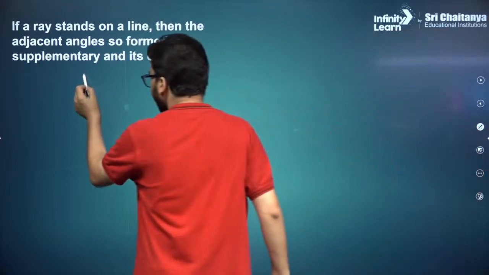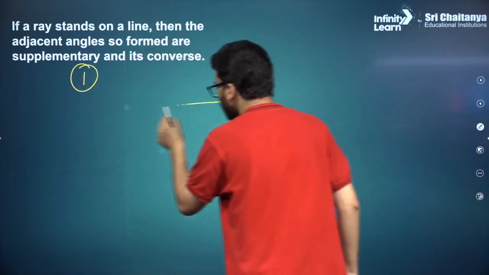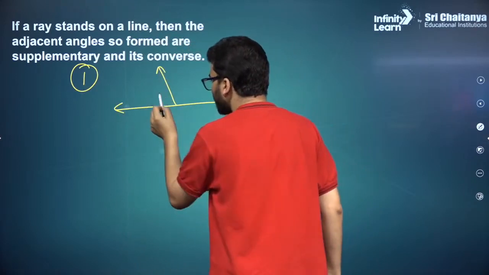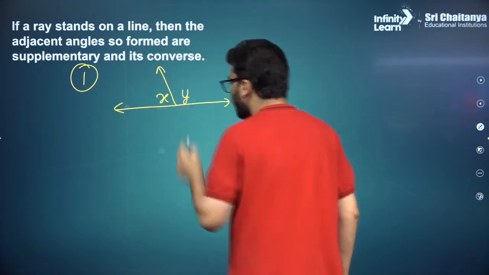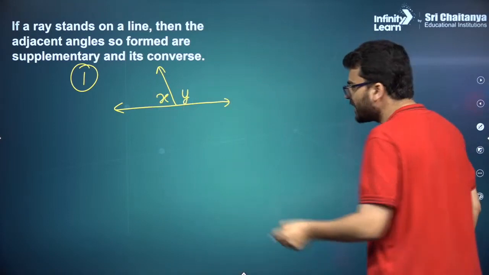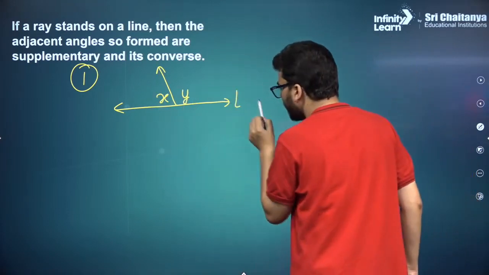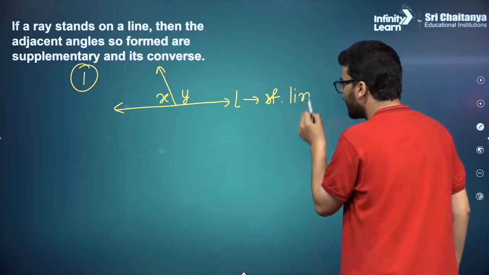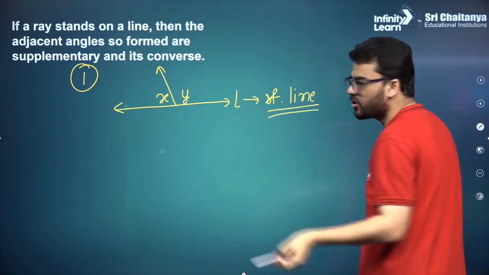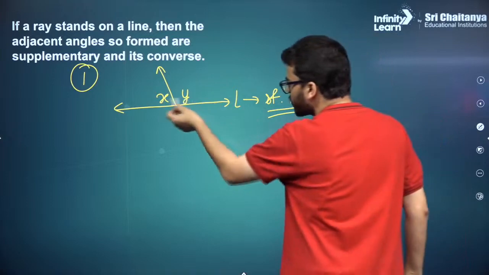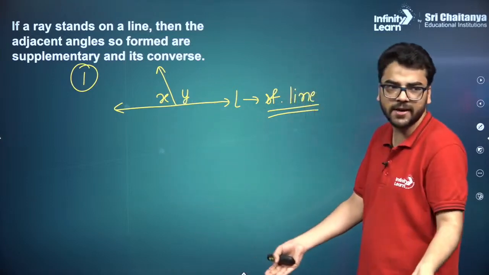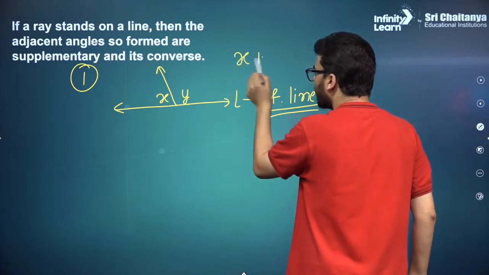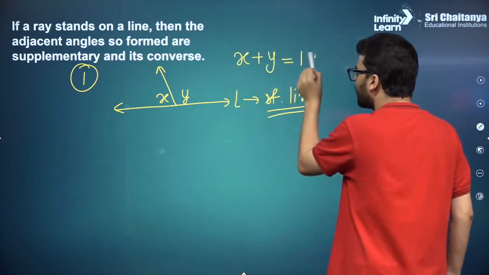It means the first case you have to see is that if you have got a straight line over here and you make a ray on it, suppose these are angles X and Y. If it is given that this is a straight line, and you are making a ray on a point of it, then the angles so formed are forming a linear pair. We have studied in the previous slide itself that they are forming a linear pair, and the sum of the angles in a linear pair will be 180.